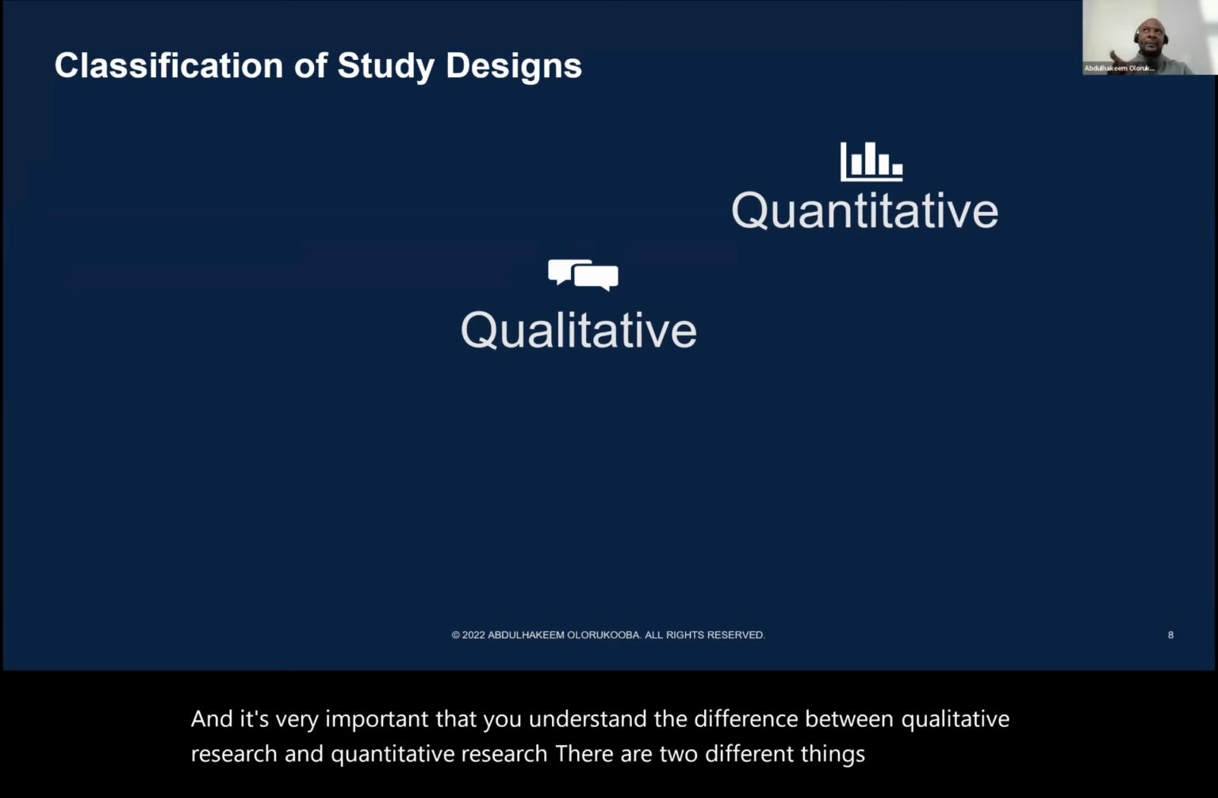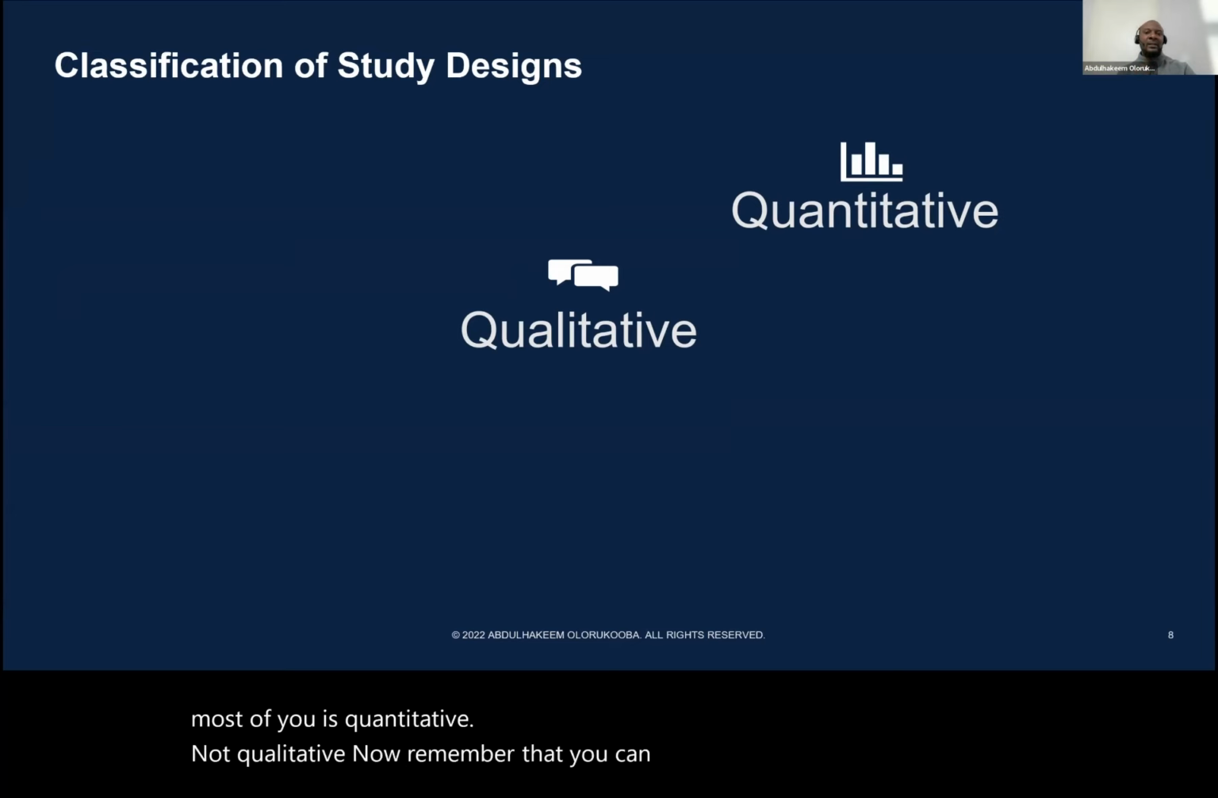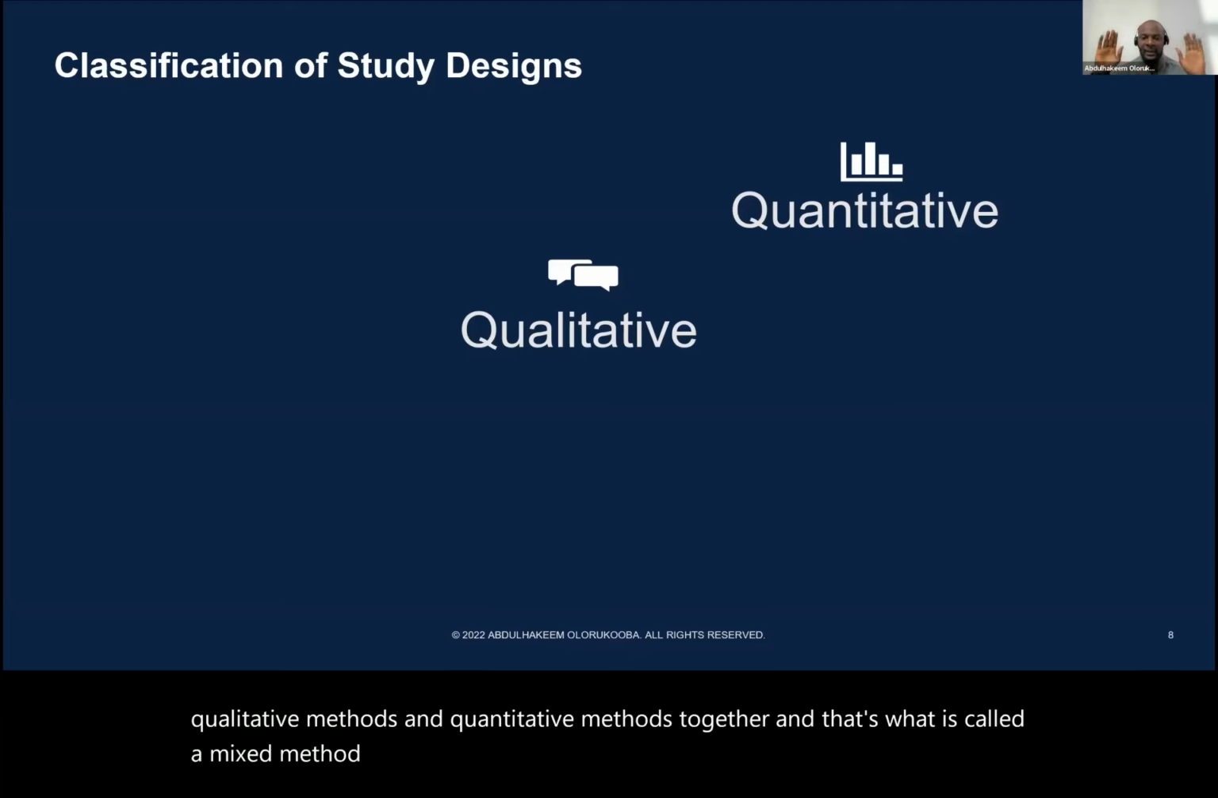But I think for most parts of the college, the kind of research that is expected from most of you is quantitative, not qualitative. Now, remember that you can do a research that combines both qualitative methods and quantitative methods together. And that's what is called a mixed method study. But that's by the way.